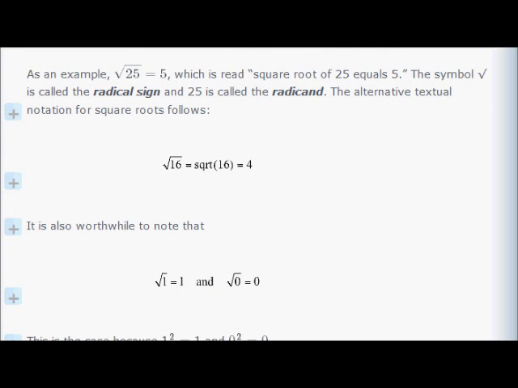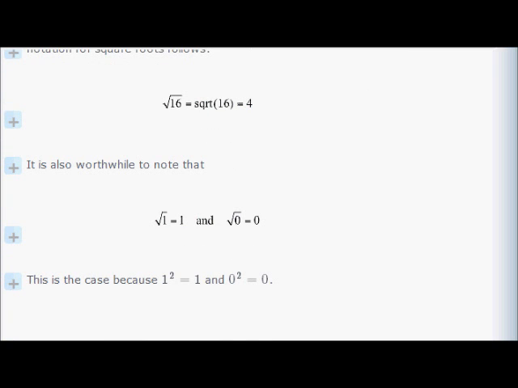And the alternative textual notation is, and this is something again seen in software like Microsoft Excel, SQRT, and then putting 16 in parentheses, that is the square root of 16 as you would type it into Excel. And that's used quite frequently. I use it all the time when I'm using Excel.